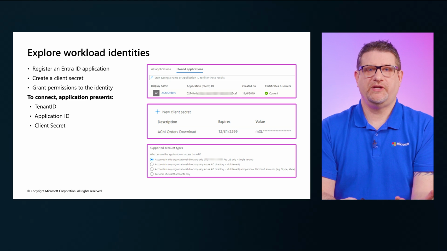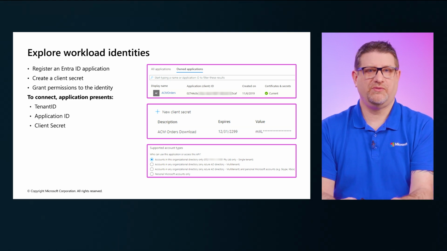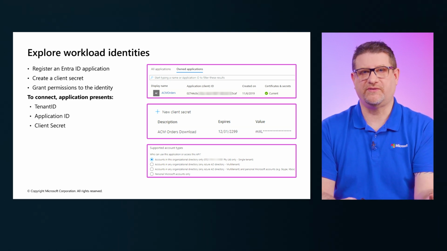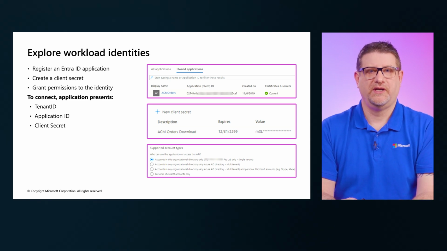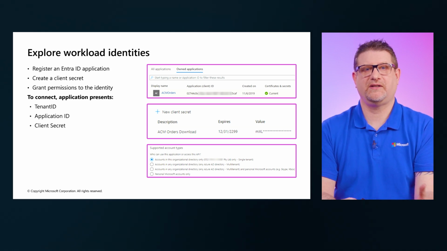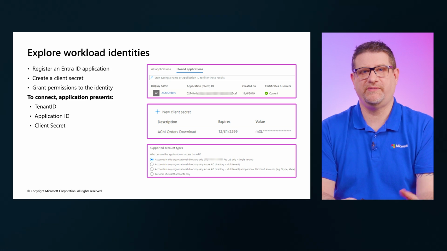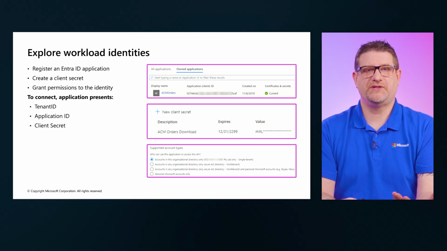So instead of using a username and password, you register an application with Microsoft Entra ID, formerly known as Active Directory, and create a client secret and grant the necessary permissions. When the application needs to connect, it presents its tenant ID, application ID, and client secret, making the process secure and automated. This approach is especially useful for automating tasks, integrating services, and managing permissions at scale.